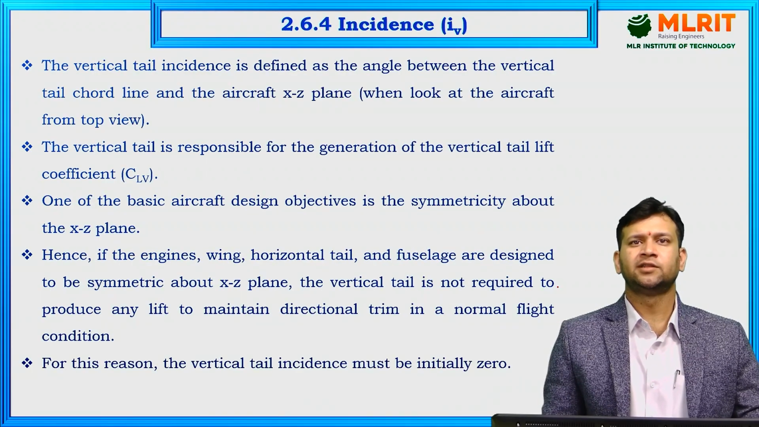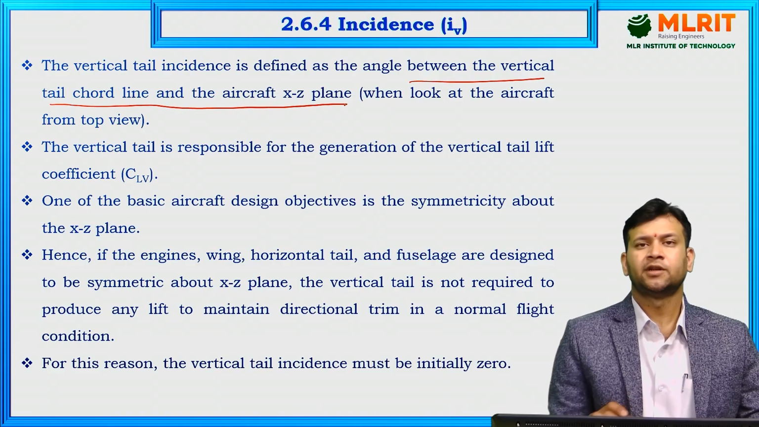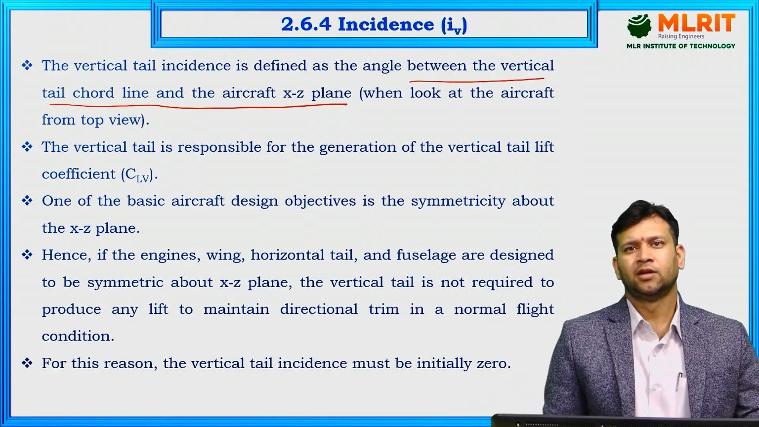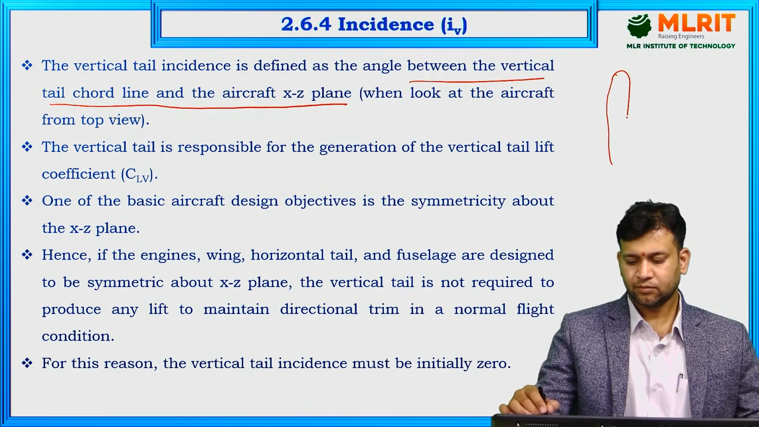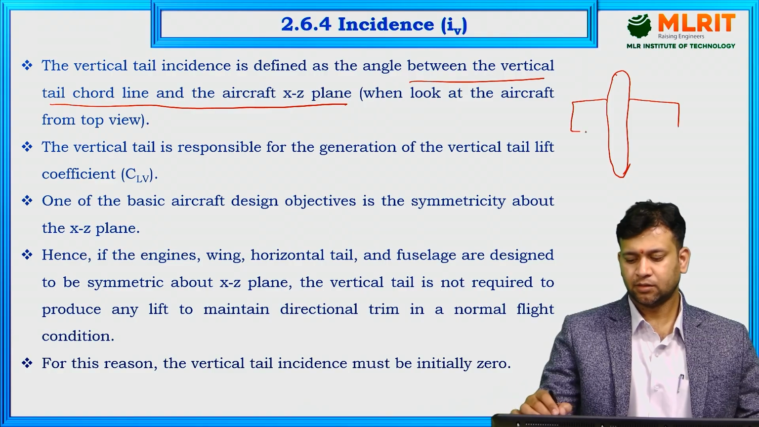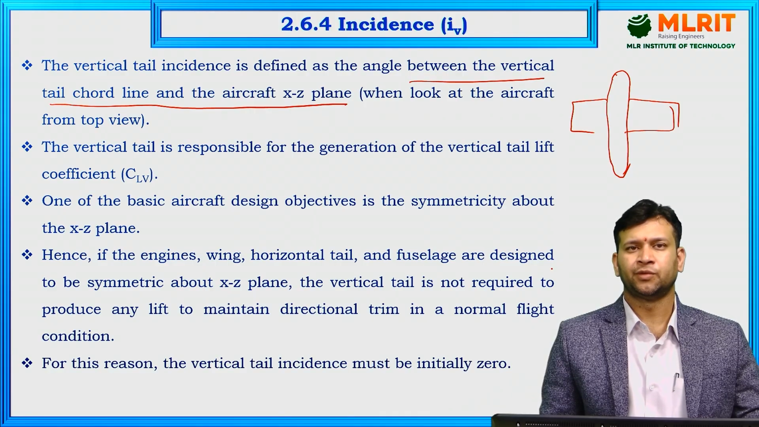The vertical tail incidence is defined as the angle between the vertical tail chord line and the aircraft exit plane. Exit plane: when we look at the aircraft from the top view, it looks like an exit plane where we get to see the aircraft with wing combination. The vertical tail is responsible for the generation of vertical tail lift coefficient.